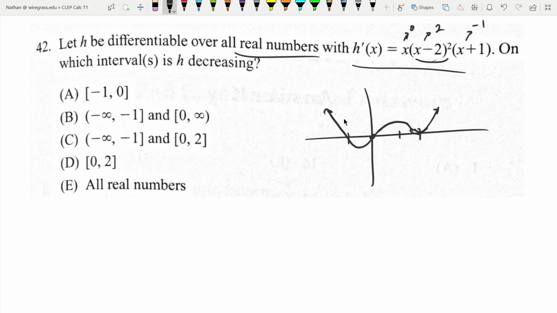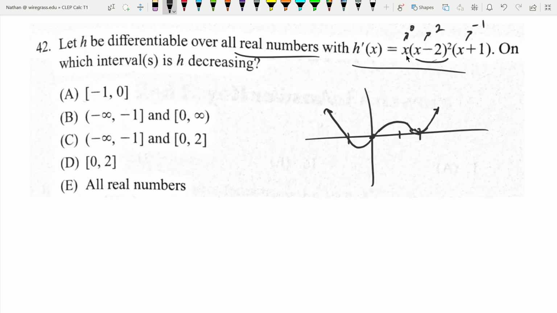We can, of course, test the values. If we test some large negative number, like -10, this is going to be negative, this is going to be negative, but it's going to be squared, so it's going to become positive, and this is going to be negative. So two negatives become positive, and that's what we see here. It's positive.